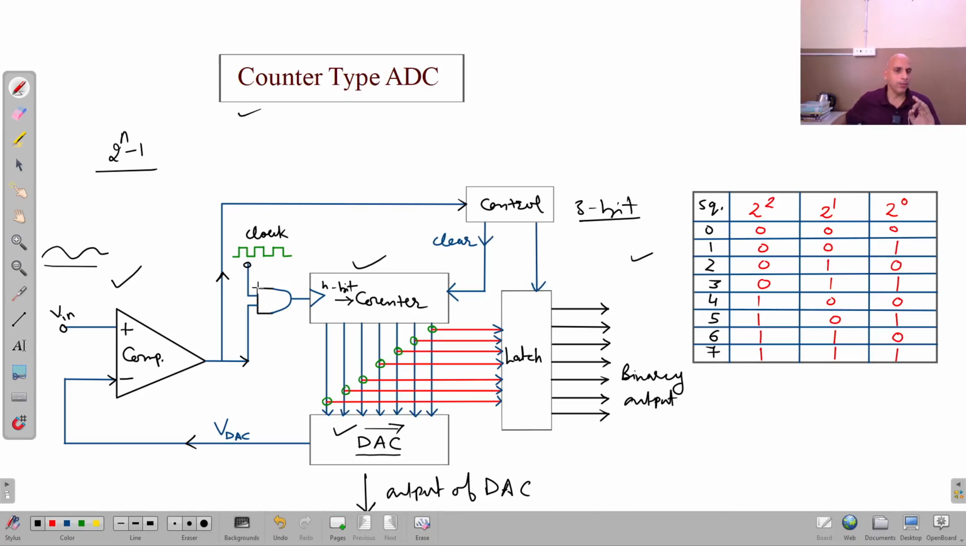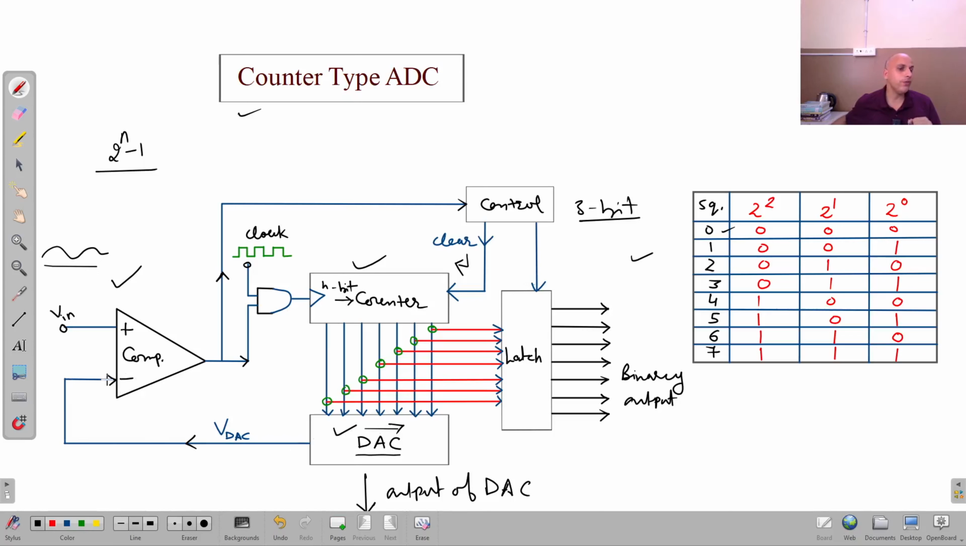Now when we apply the clock pulse, in order to understand the working of this entire circuit, suppose initially the counter is cleared by a clear pulse from this control circuit. So initially the output of the counter is 0, 0, 0, and that output is applied to the D to A converter. Obviously the corresponding analog voltage to this 0, 0, 0 signal will be 0 volt, and that is applied to the comparator.